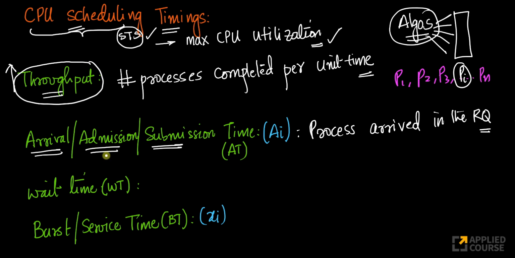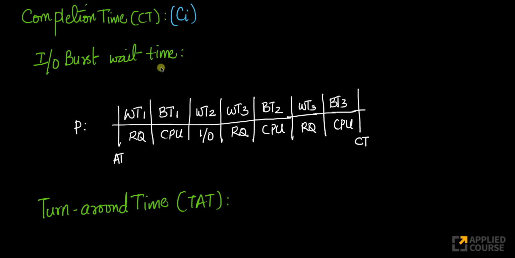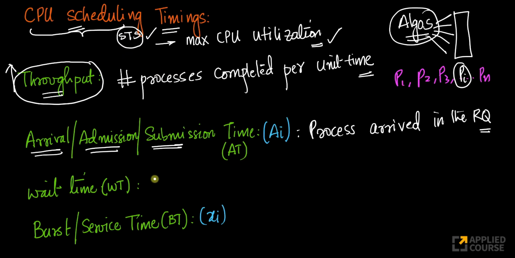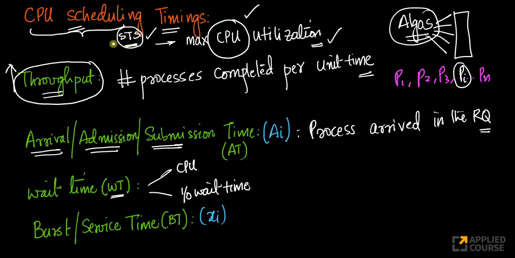Then there is something called wait time. Wait time is of multiple types. There is something called a CPU wait time, and there is also something called IO wait time. A CPU wait time is the time that the process waits in the ready queue without being assigned a processor or a CPU to work on. So this is the wait time, often referred to as WT. Wait time could be of two types: CPU wait time and IO wait time. Your short-term scheduler is mostly bothered about CPU wait time because it does not control your IO wait time.